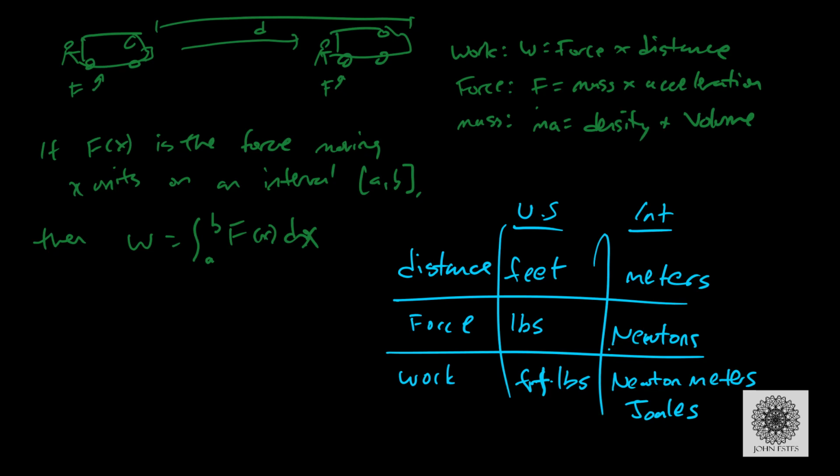Alright, so now as an example of work, here we have a 1,000-foot length of steel chain weighing 15 pounds a foot dangling from a pulley. We want to know how much work is required to pull the chain up onto the pulley. So let's get a picture of this. So we have some sort of pulley hanging out here, and we have this chain dangling down, and we want to wind it up. Alright, so we have to remember again that your work is your force times distance.